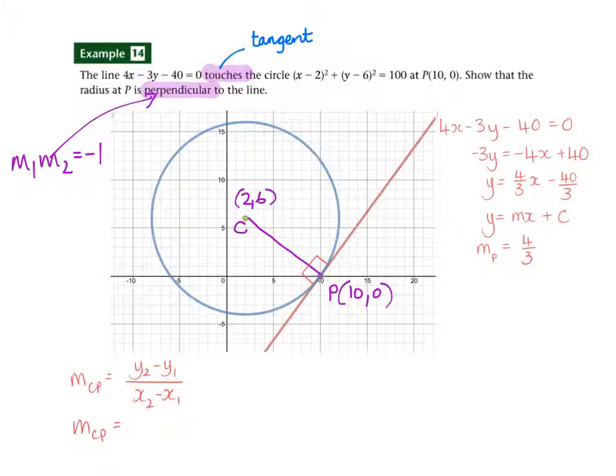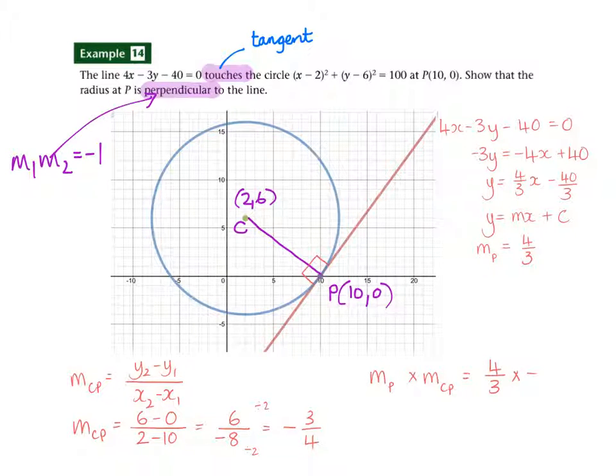So y2 I'll take as 6 minus 0 divided by 2 minus 10, which gives me 6 over minus 8, which is minus, if I divide top by 2 and the bottom by 2, 3/4. So m of P multiplied by m of CP is equal to 4/3 times minus 3 over 4, which is equal to minus 1. Therefore, they are perpendicular.